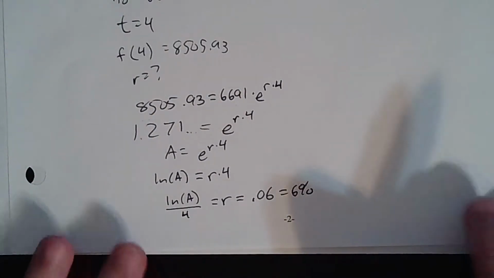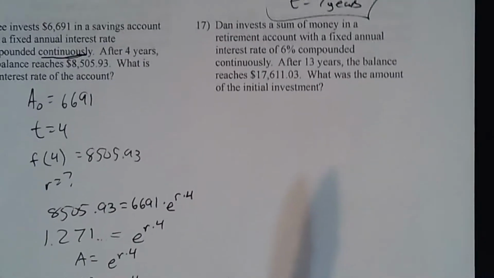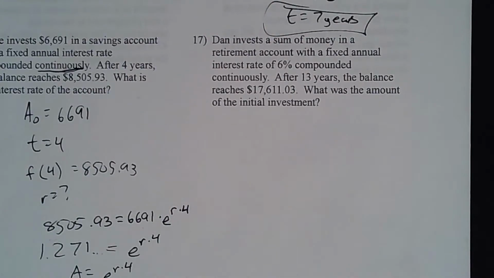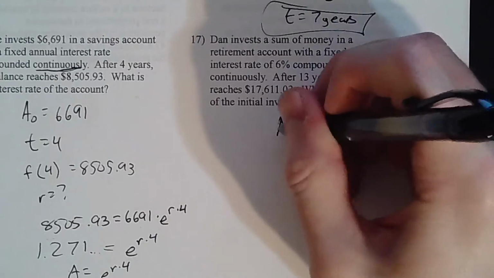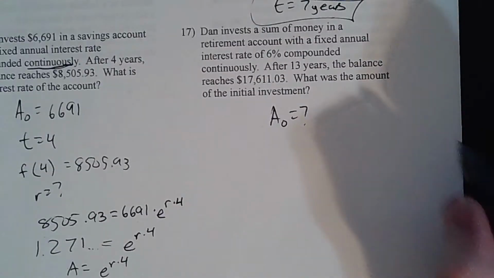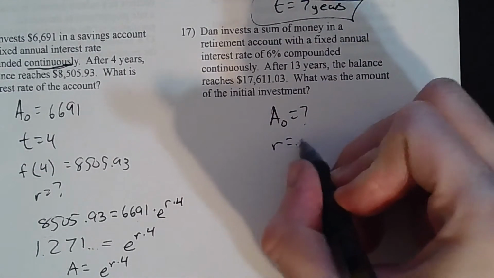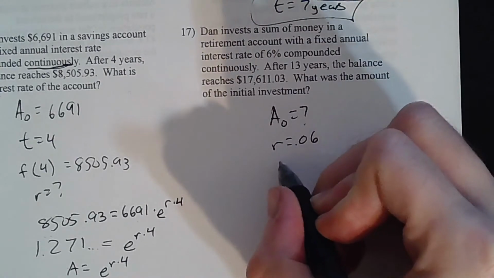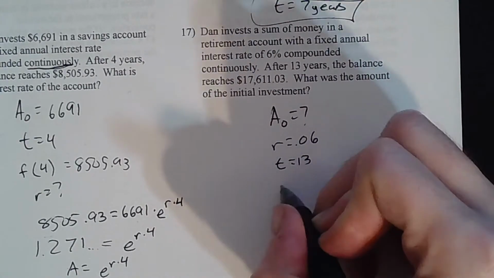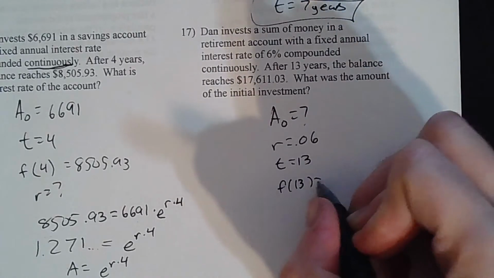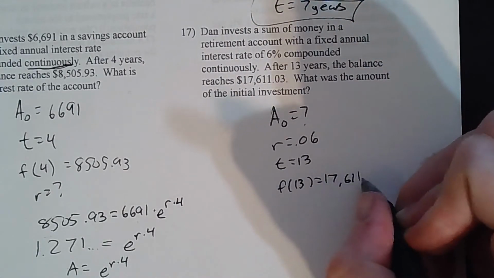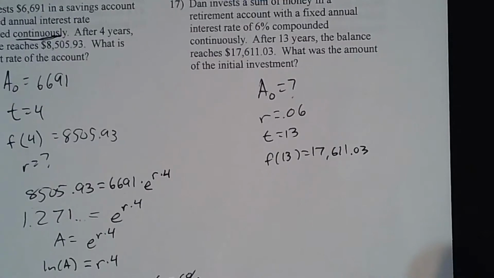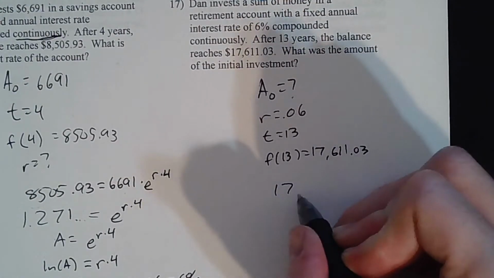Anyways, number 17. Dan invests a sum of money in a retirement account with a fixed annual interest rate of 6% compounded continuously. After 13 years, the balance is this guy. What was the initial amount? So this time we actually don't know what A naught is. We do know that our rate is 0.06. We know that t is 13, and the f of 13 is 17,611.03.